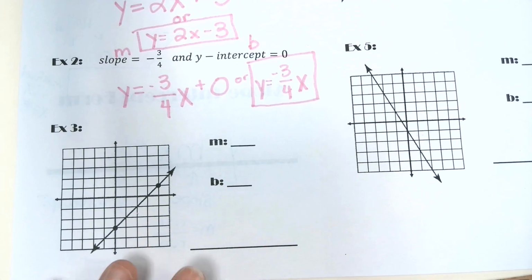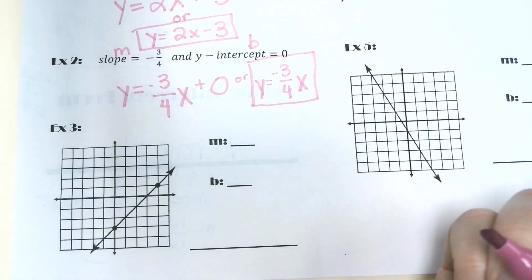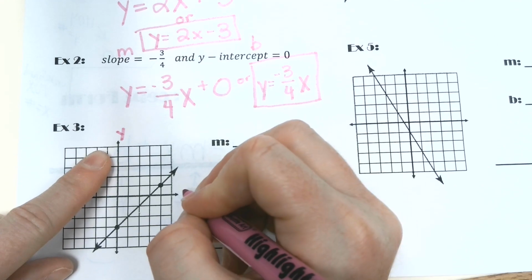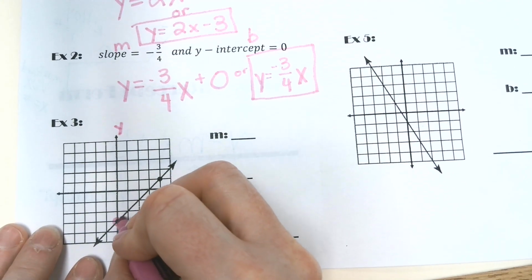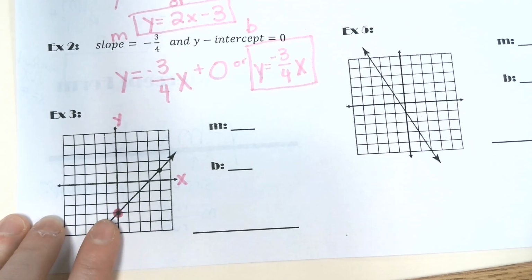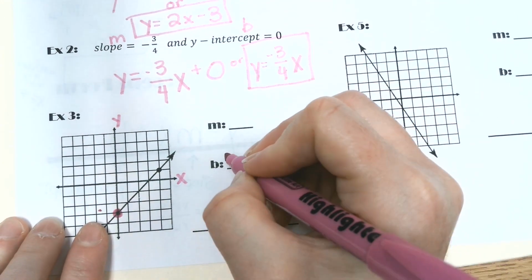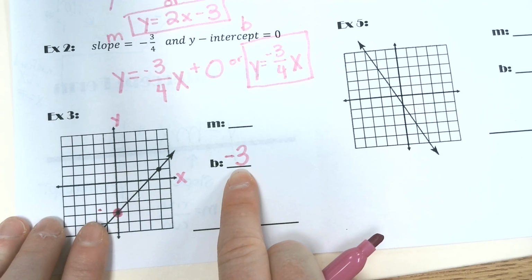Number 3. Now we just have a graph, and we need our m and our b, and then we write our equation. I usually start with the b. So the b is the second one. To find the b, you look at the y-axis, so label the x and y-axis. So on the y-axis, look at where it crosses. Since it's below the origin, that's at negative 3. So our b is negative 3. Make sure you put it on the b, not the m. M is your slope.